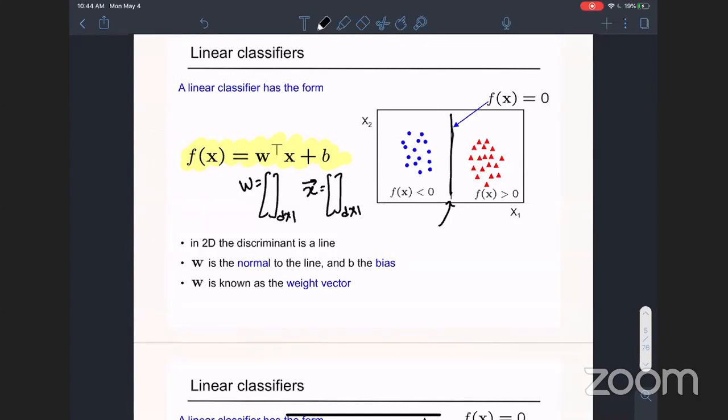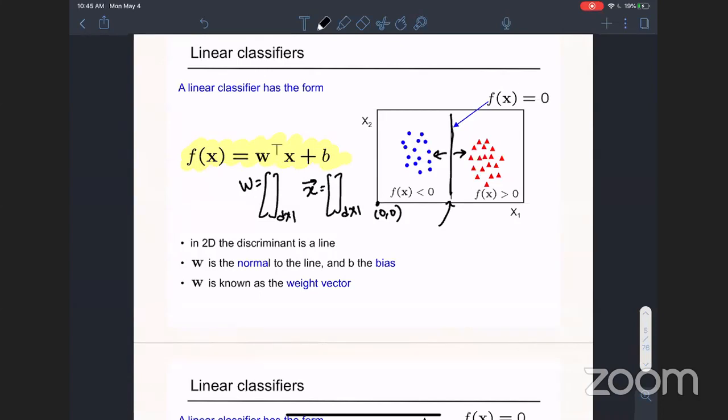And how do you know that? Probably this is the origin. If you put the origin into that equation, and it evaluates to be negative, then every point which is on this side would be a negative class, right? And everything on that other side would be a positive class, right? So that's what this kind of equation is.